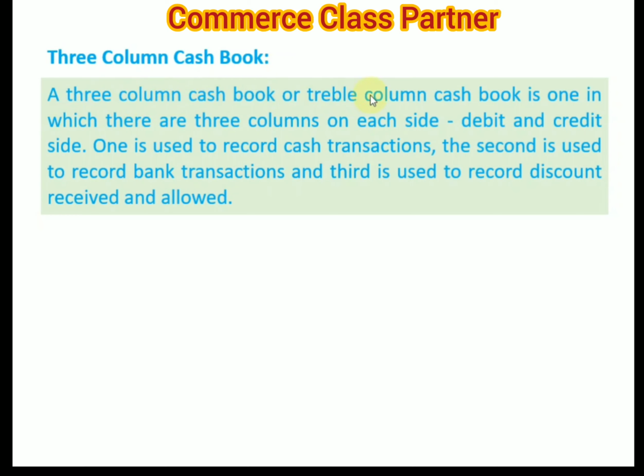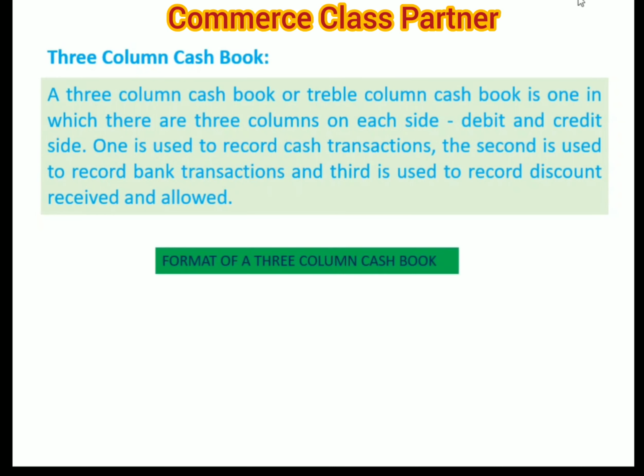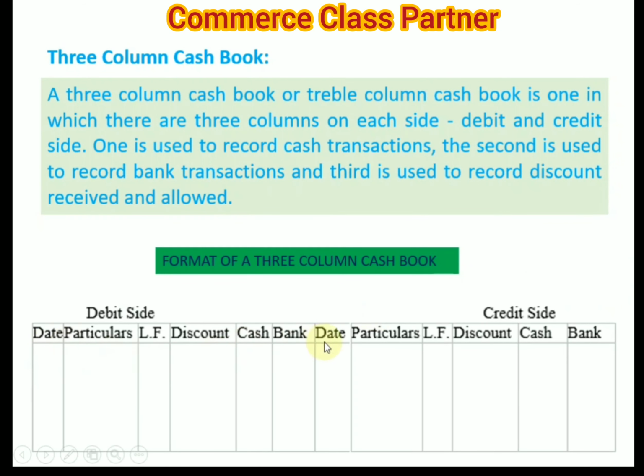That is, a 3-column cash book is a cash book which has 3 amount columns on each side. That means on the debit side and credit side there will be 3 amount columns. Then let us see the format of the 3-column cash book. See the format. This is the debit side and this is the credit side. See the extra amount column added on both sides. This column is meant for recording discount allowed, and this column is meant for recording discount received.